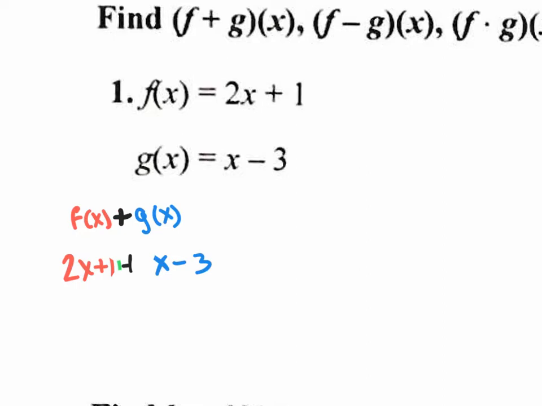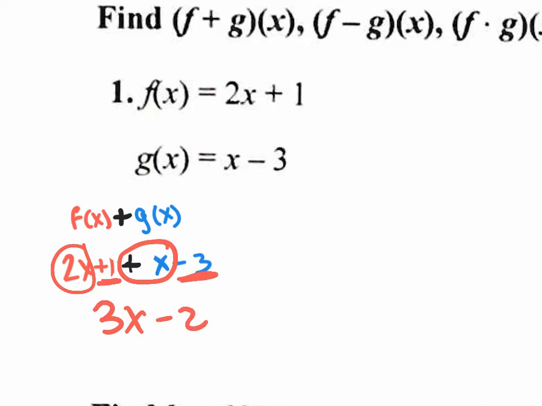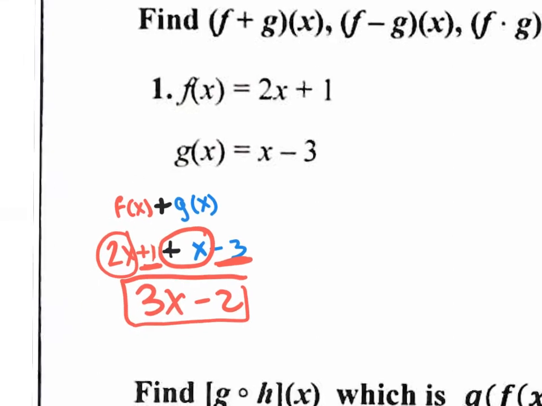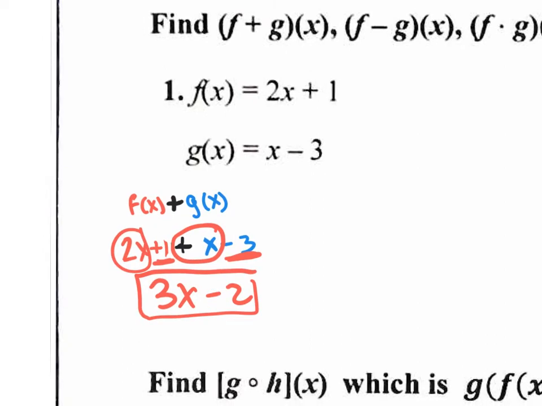Whoops, that got ugly. Sorry. So let's combine like terms. We have a 2x that we're going to combine with a positive x. That'll be 3x. We have a positive 1 that we're going to combine with a negative 3. That's going to be a negative 2. And there's your answer, 3x minus 2. That's the first answer of the 4. And you could put the original notation that they had up here, f plus g of x. That equals, I didn't put space for the equals, that equals 3x minus 2.